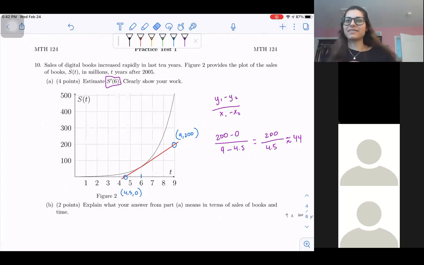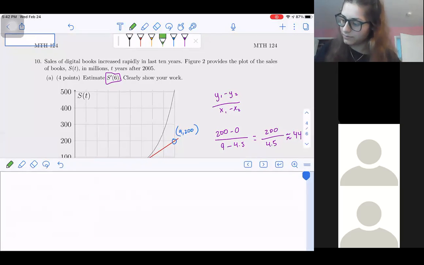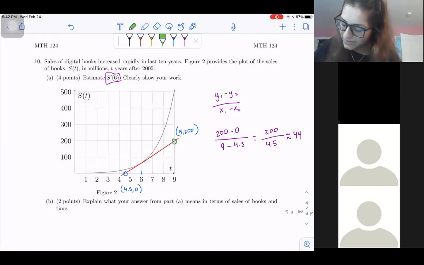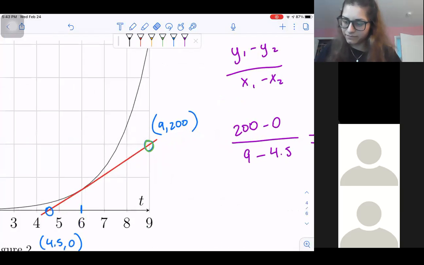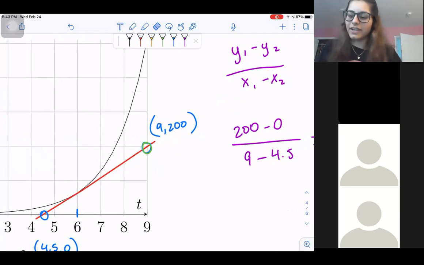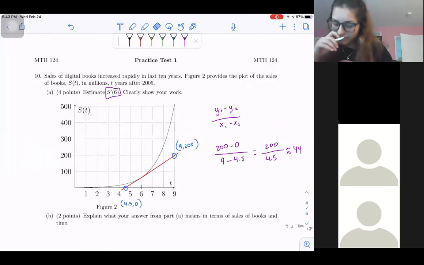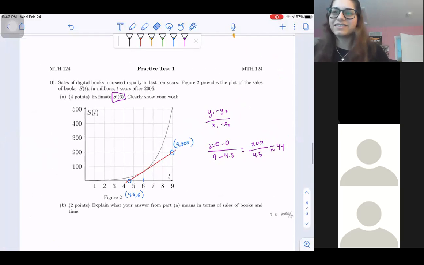Yeah, it totally depends on the points you used. When I did it, I used this point, and I think I used this point, and I got 50 or something like that. So there is a grace range of answers that you can get. For sure. Okay, so any other questions on this one?